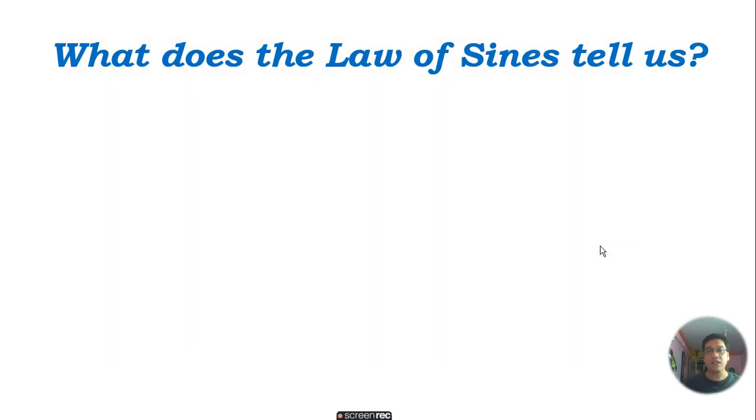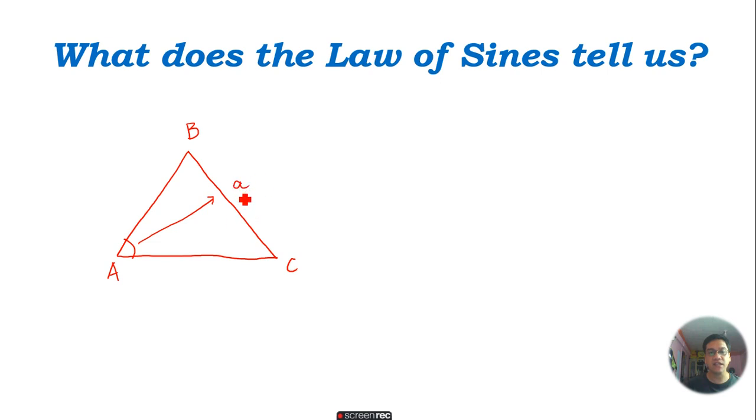Alright, so what does the law of sines tell us? The law of sines tells us the relationship between the sine of the angles and the sides opposite them. Say, for example, I draw an oblique triangle and name it triangle ABC. We are going to consider the opposite side from each angle. If we have angle A, the opposite side of angle A will be side A. So we designate that as side A.